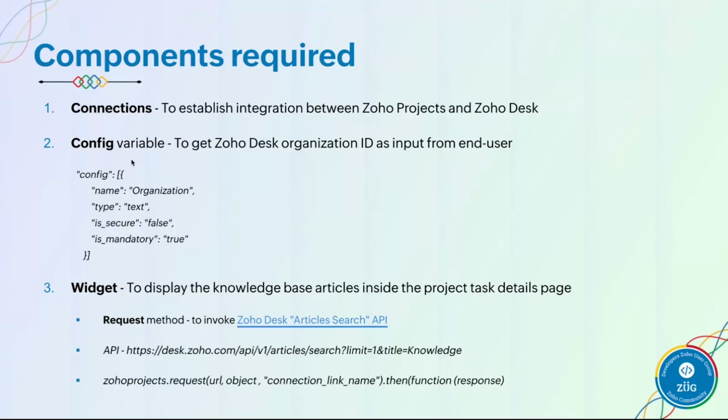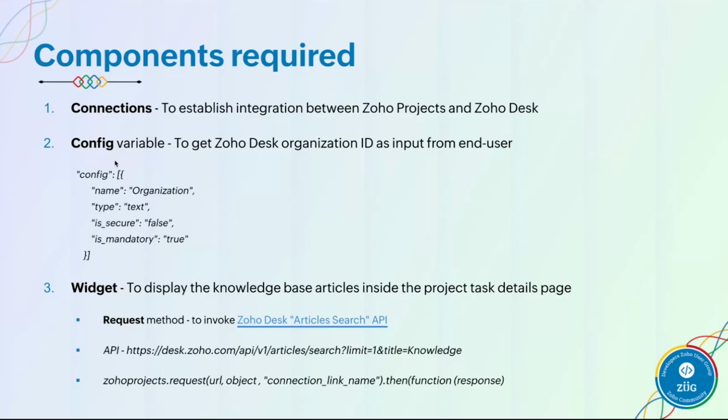Then we'll be using something called a config variable. So in cases where you want to get an input from the end user during the extension installation, then you can go ahead and use this config variable key in your plugin manifest file. So when the end user is installing the extension, at that time, if you want to prompt them to enter any input value, then that can be done via this config variable.